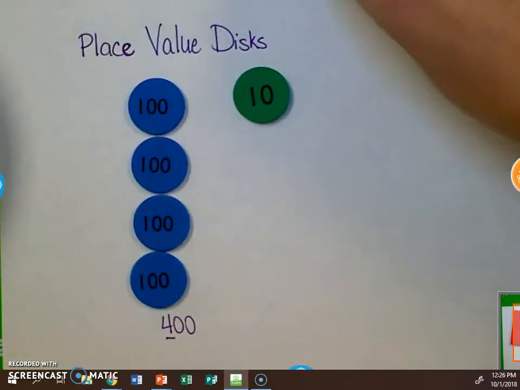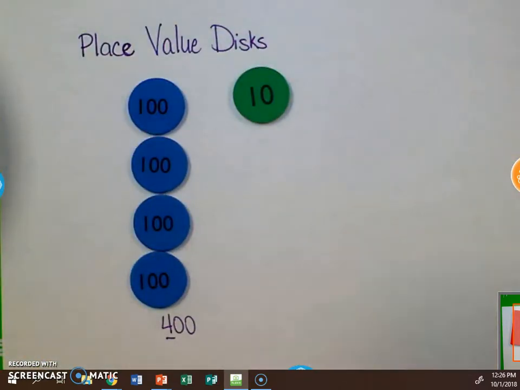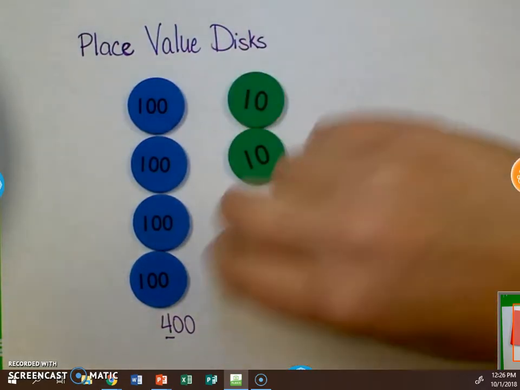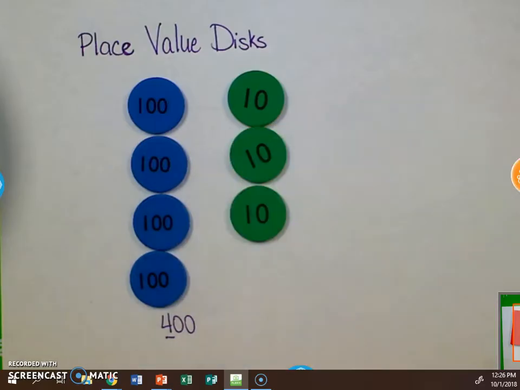A tens place value disk is green and has a 10 in it. Once again, you count the column or the row, and that gives you the total value of the tens place: 10, 20, 30.